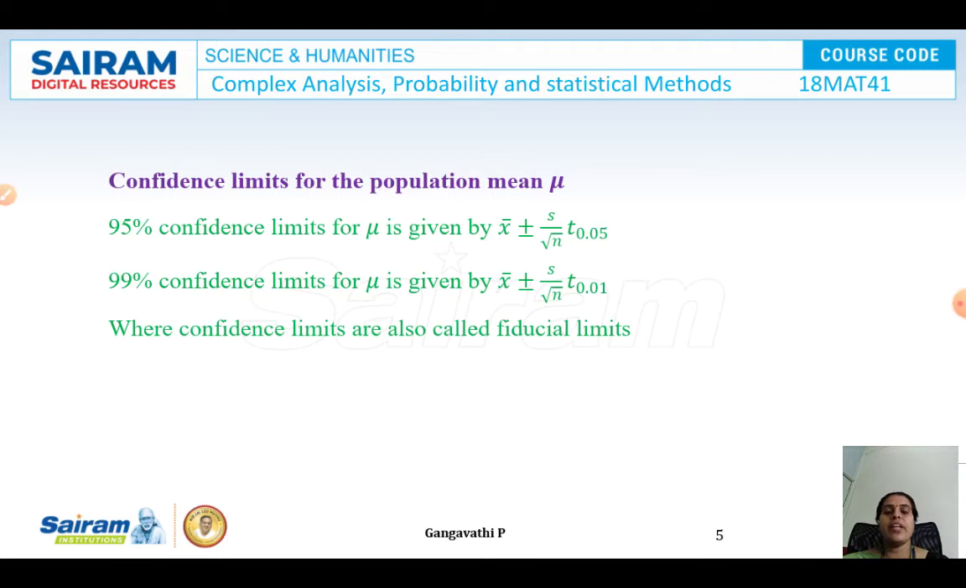And the confidence limits for the population mean mu at 95% are given by the expression x bar plus or minus s by square root of n into t 0.05. And at 99% confidence limits for mu, the formula is x bar plus or minus s by root n into t 0.01. With respect to the student distribution, confidence limits are also called fiducial limits. So maybe in the question it will say the fiducial limits are given by. Don't get confused. It is nothing but the confidence limits itself.